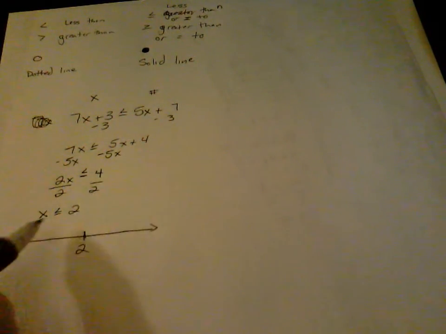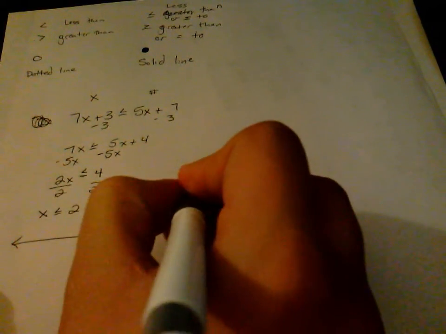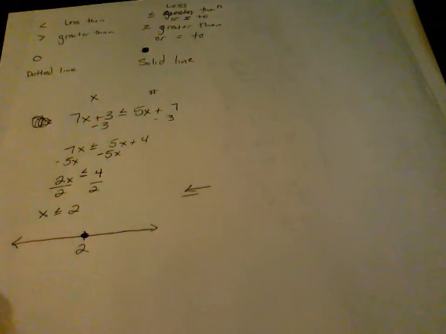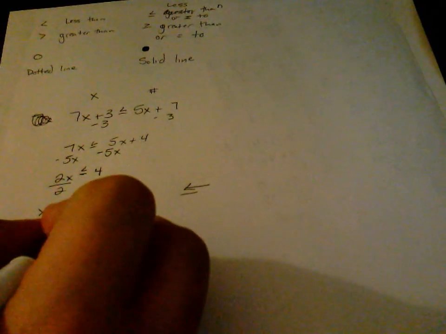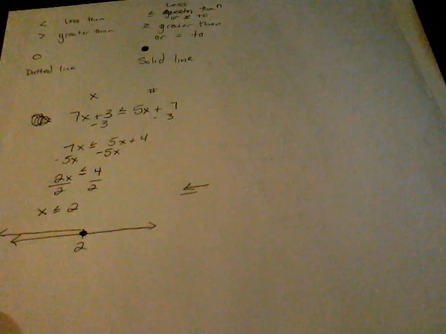Now, do you see this line under it? That means that we're going to have a solid dot. So I'm going to put a little solid dot here. And this inequality sign is like an arrowhead. It looks like it's pointing to the left. So we're going to draw an arrow to the left. Okay, so now let me show you one that's a little bit different.